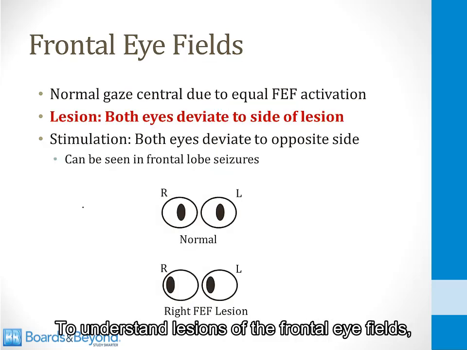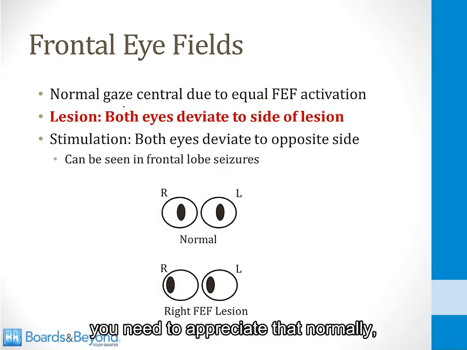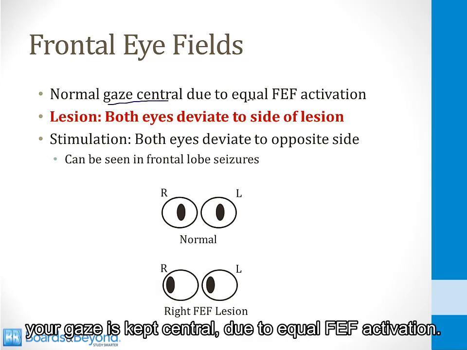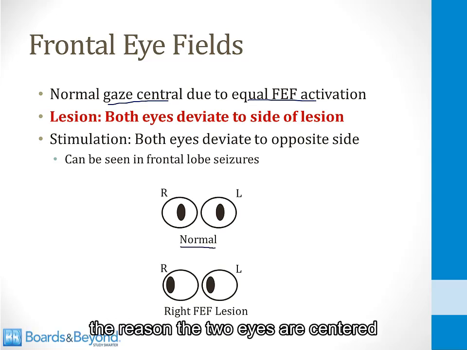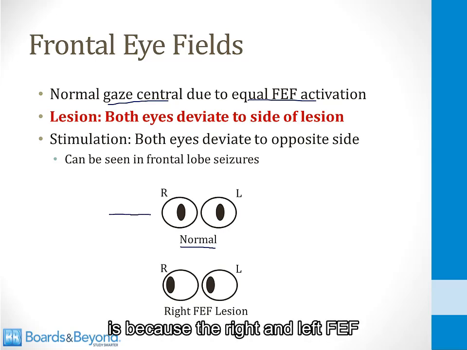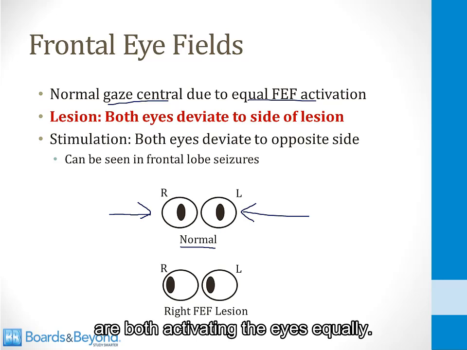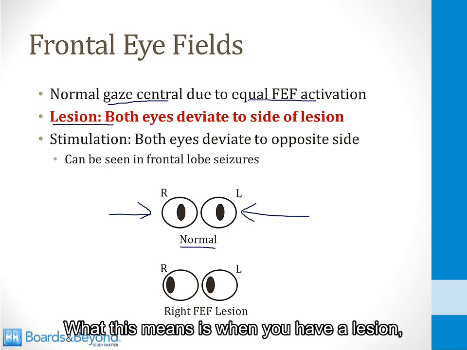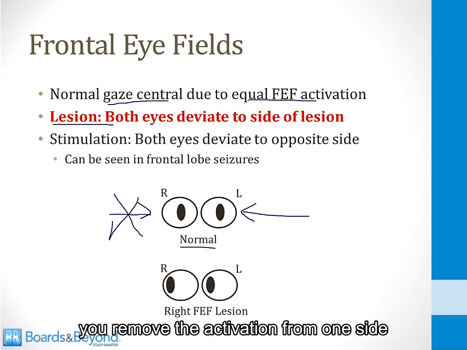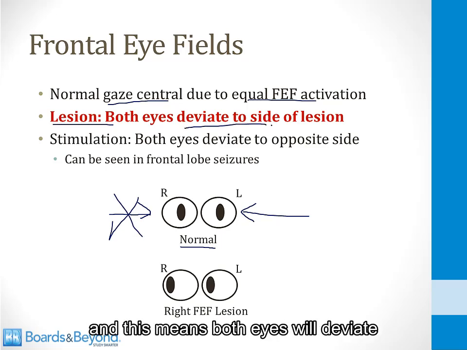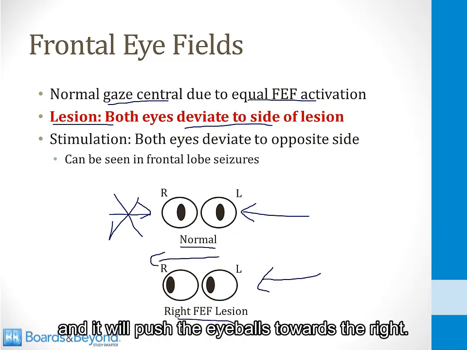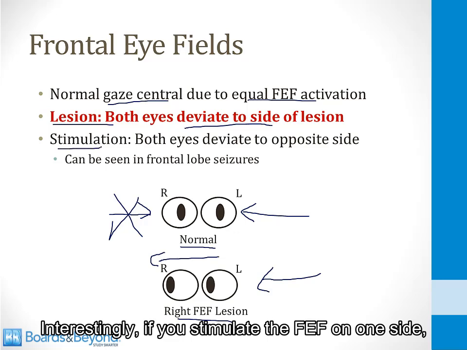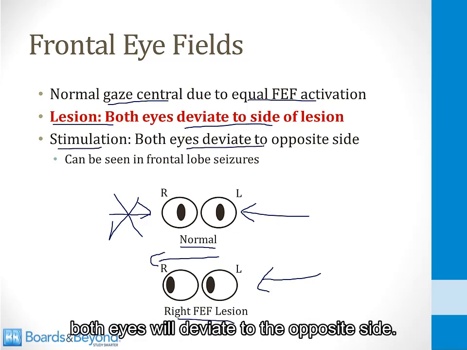To understand lesions of the frontal eye fields, you need to appreciate that normally your gaze is kept central due to equal FEF activation. In other words, if you look at this normal example of two eyes on the screen here, the reason the two eyes are centered is because the right and left FEF are both activating the eyes equally. What this means is when you have a lesion, you remove the activation from one side and thus the other side dominates, and this means both eyes will deviate to the side of the lesion. So for example, in a right FEF lesion, the left FEF is still working and it will push the eyeballs towards the right.